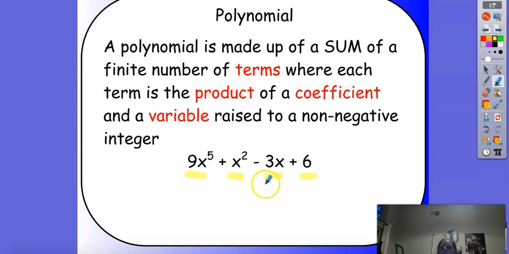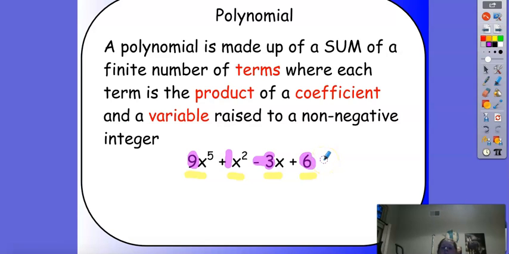Where each term is the product of a coefficient. Let me get a different color here. Let's go with purple. So, a coefficient. The coefficient on this term is 9. The coefficient here, guess what? It's the number 1. It's an understood one. The coefficient here, it's not 3, it's -3. And this one right here does not have a variable. It's called a constant. We normally don't call this a coefficient, but that would be the constant.